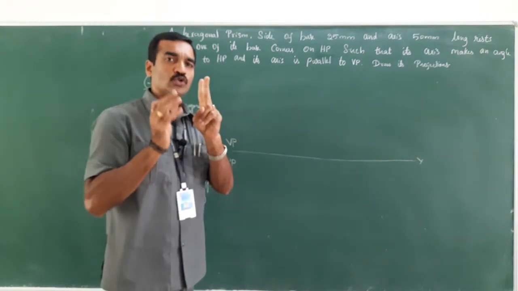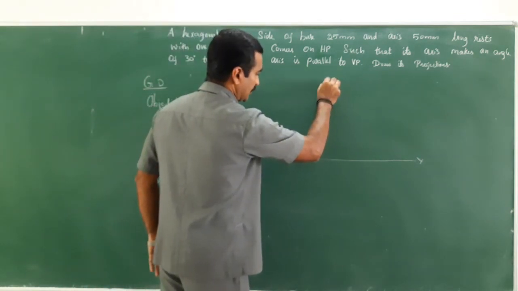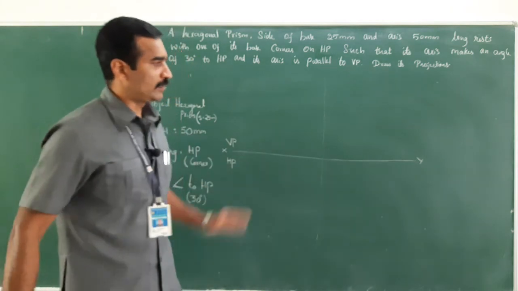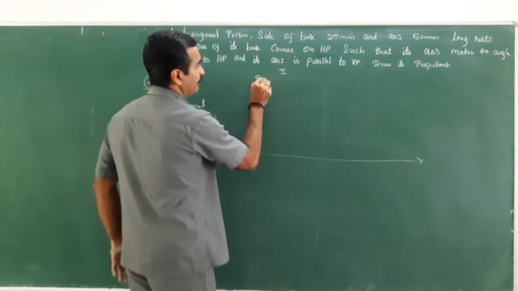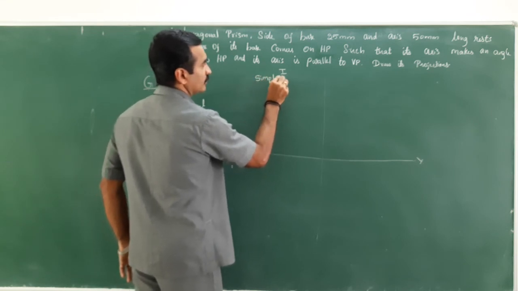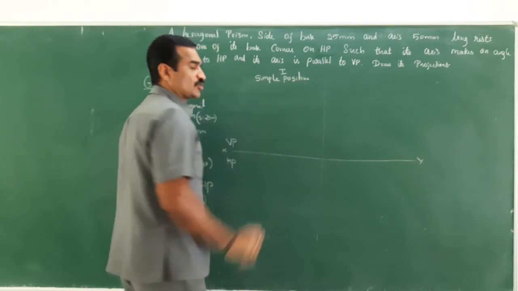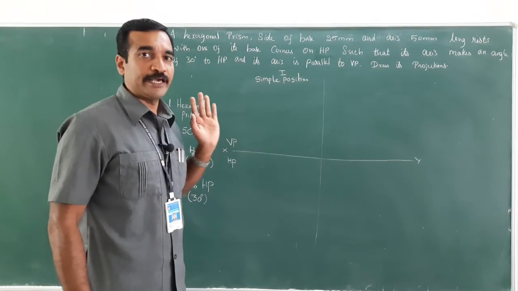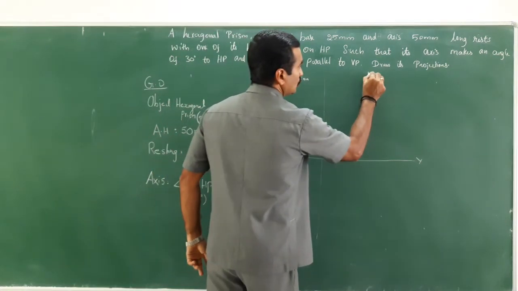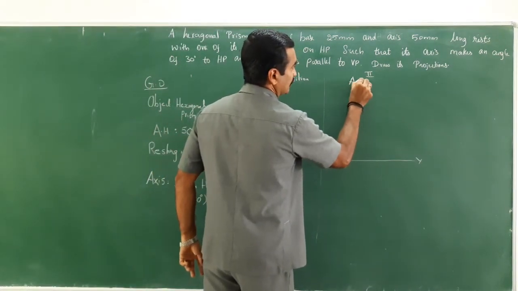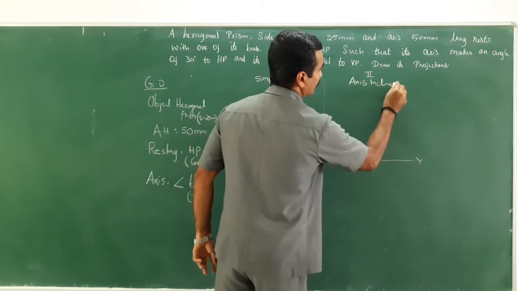So there will be two stages, right? In the introduction video, I taught you the two stages. The first stage is for simple position or simple resting. Here the axis should be perpendicular to any one of the planes. There you will get the true shape. Stage 2 is for the axis inclination.